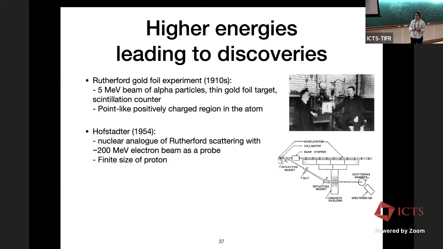In 1954, Hofstadter did a similar experiment, now with an electron beam and a hydrogen, proton or neutron target. This time, he used the electron beam as a probe instead of the alpha particle, and used a 200 MeV beam, much higher energy compared to 5 MeV if you think about it. His experiment setup looks like this: a beam, target, spectrometer. The basic structure is basically the same, right? And from this, he tested whether the proton is a point-like particle or has finite size. And he discovered it has finite size.